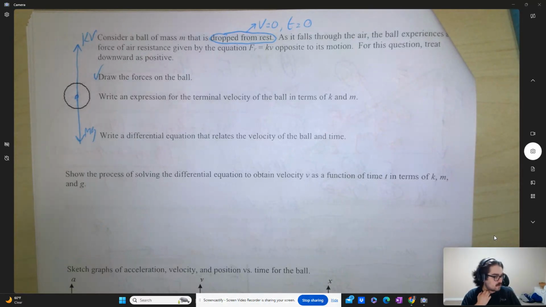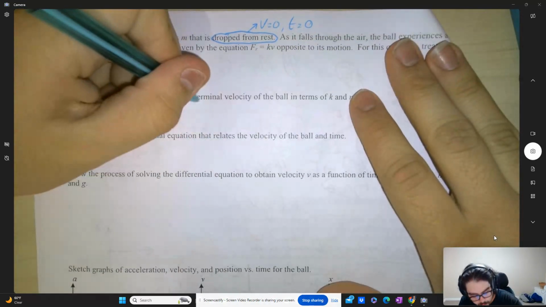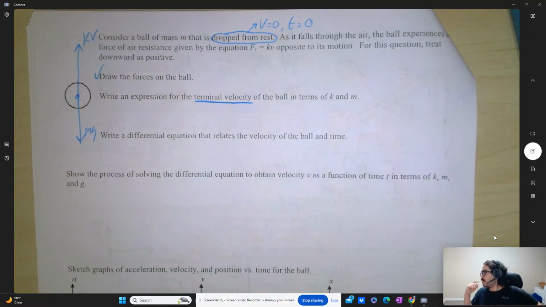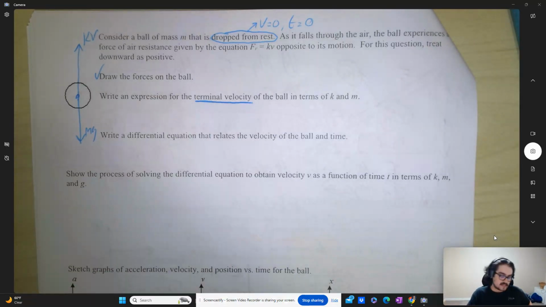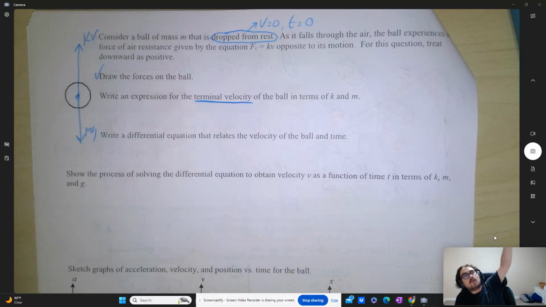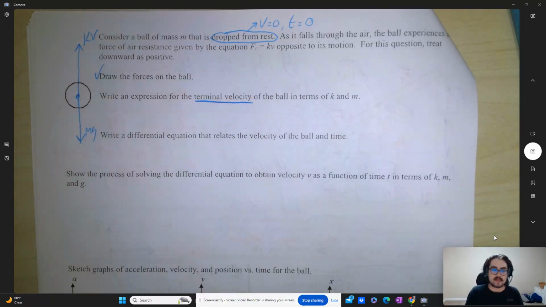An expression for the terminal velocity. Terminal velocity means that when an object has fallen for enough time, it speeds up as it falls, but eventually it hits a point where it's just going to go the same speed until it lands or something happens. If it kept falling, it would just stay at the same speed. So you notice the speed increases, and then eventually it hits a point where it's going a constant speed the entire time.